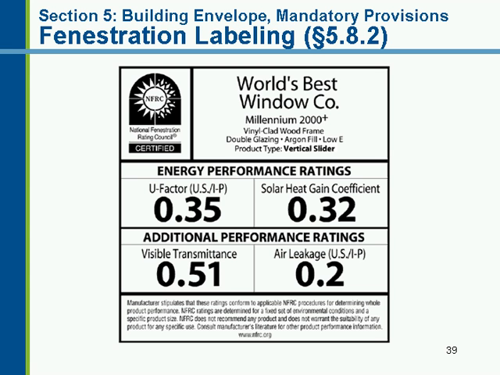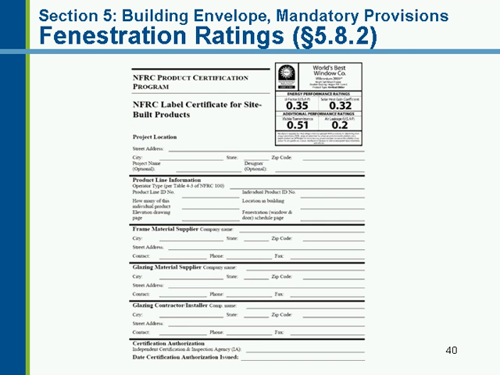So here's the 4x4-inch label. You see in the upper right-hand corner, it will have the manufacturer's name, maybe the model number, and some description of the product. This one, for example, says it's a vinyl-clad wood frame, it has double glazing, it has argon gas fill in between the panes, it has a low-emissivity coating, and the product type is vertical slider. Then you can see the U-factor, the solar heat gain coefficient, the visible transmittance, and the air leakage values. So it's easy to take a look at these to verify compliance.